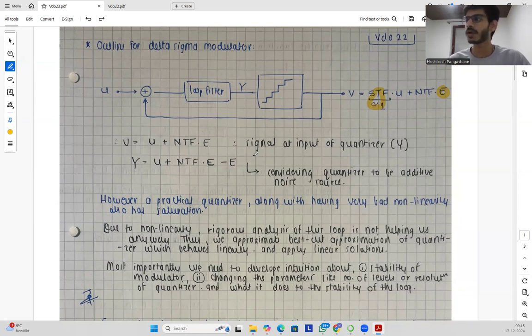So we approximate the quantizer with the best fit approximation, which is linear, which behaves linearly, and we apply linear solutions to the system. So even though it's non-linear, we apply the best fit linear approximation to it. Most importantly, we need to develop the intuition about the stability of the modulator and about changing the parameters, for example the number of levels or the resolution of the quantizer and what it does to the stability of the loop. So we should develop our intuition in these things.